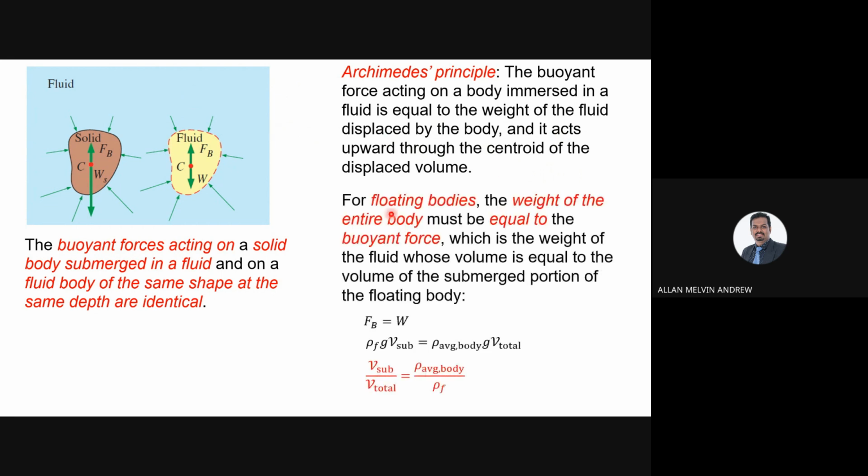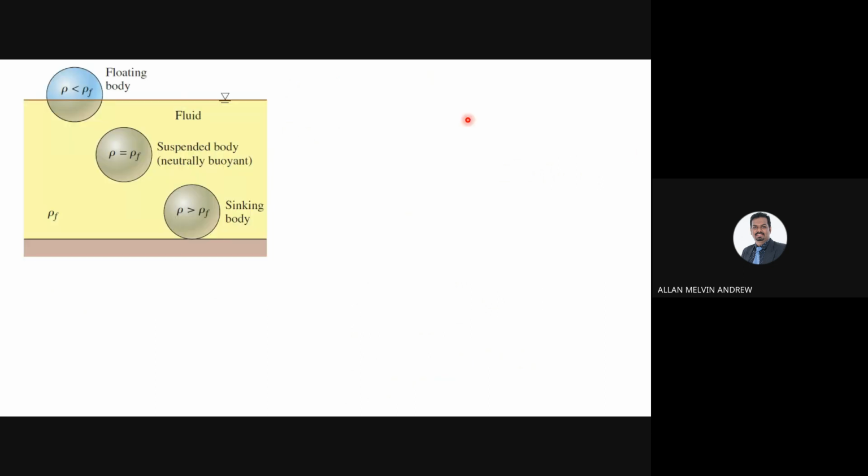Okay, so for floating bodies, the weight of the entire body must be equal to the buoyant force, which is the weight of the fluid whose volume is equal to the volume of the submerged portion of the floating body. So for floating, Fb must be equal to weight. Then only it can float. So this is something related to the floating body. But what we need to understand is this picture.